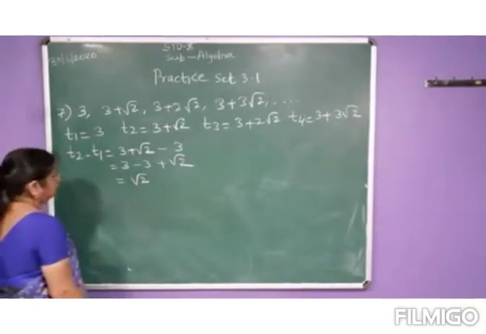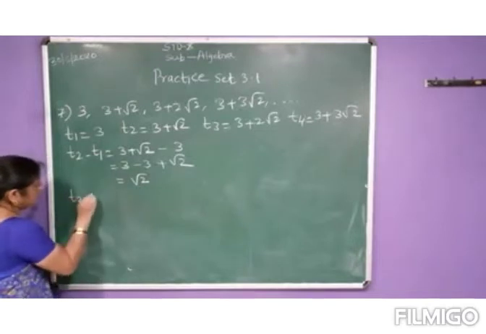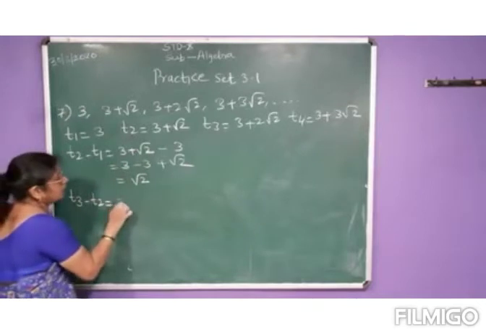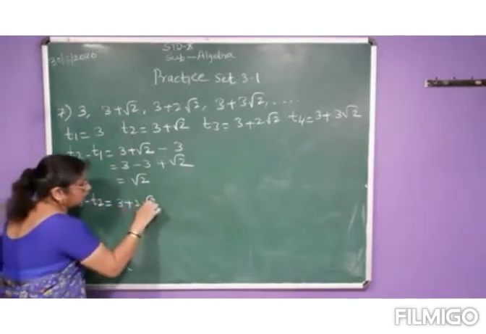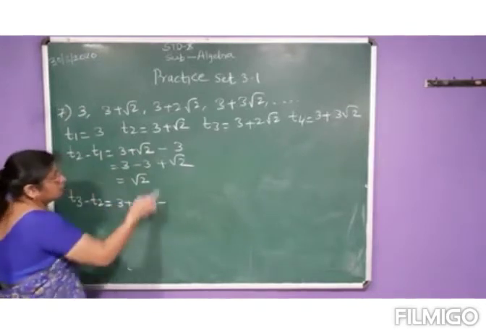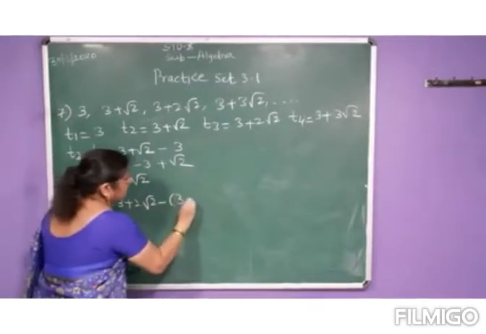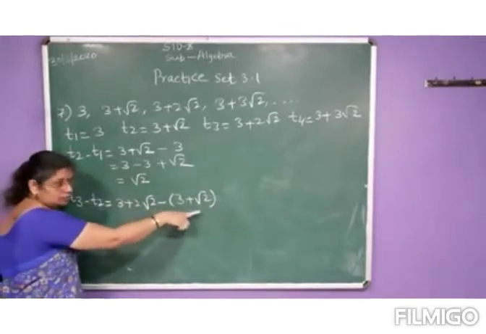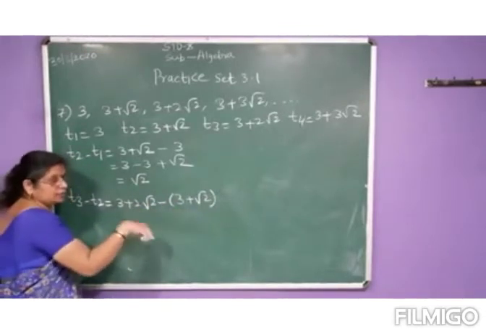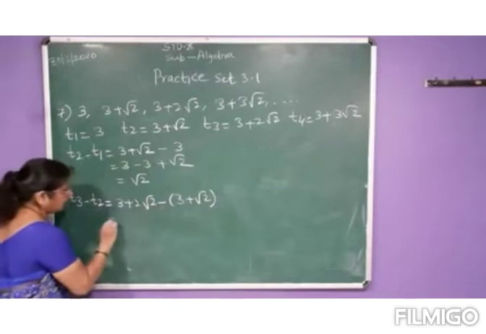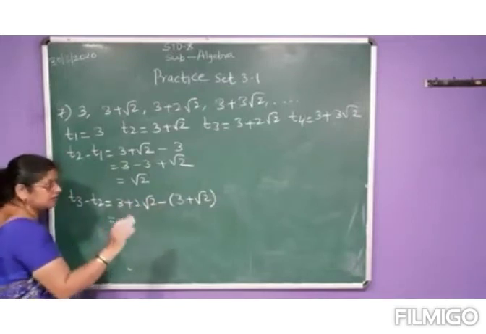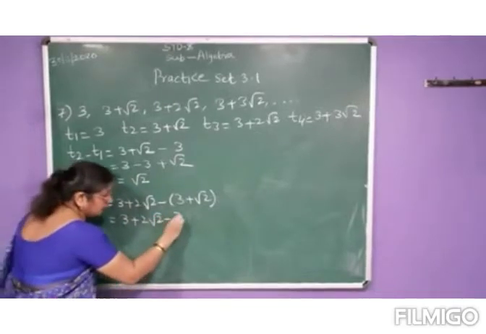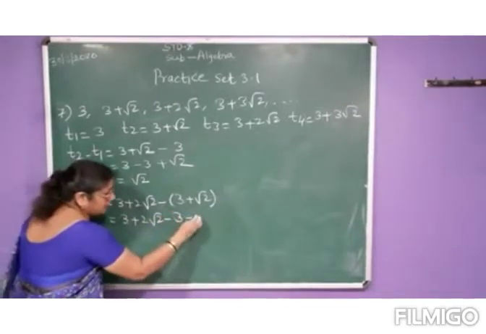Root 2. Now we will find out T3 minus T2. Here, T3 is what? 3 plus 2 root 2, minus. Now what is T2 here? 3 plus root 2. Why did I put the bracket? Because there are two terms. When you open the bracket, the sign will change. If you do it like that, your mistakes will not be there. 3 plus 2 root 2 minus 3, now again plus minus minus root 2.